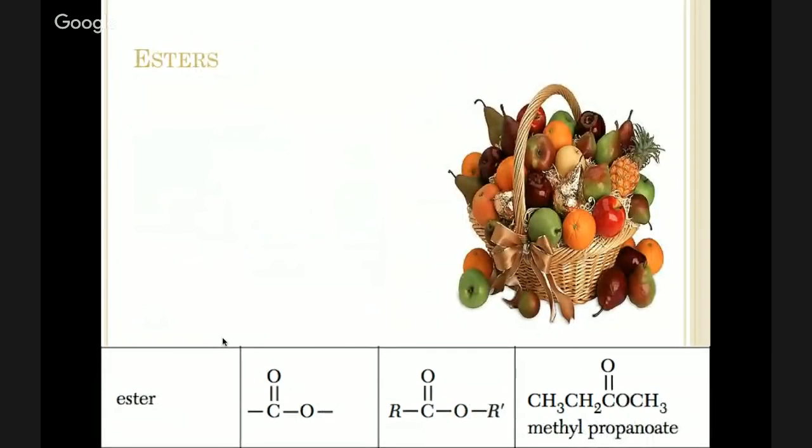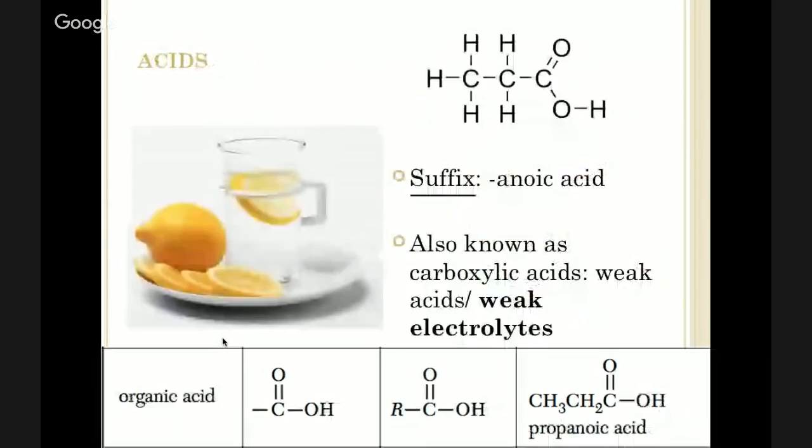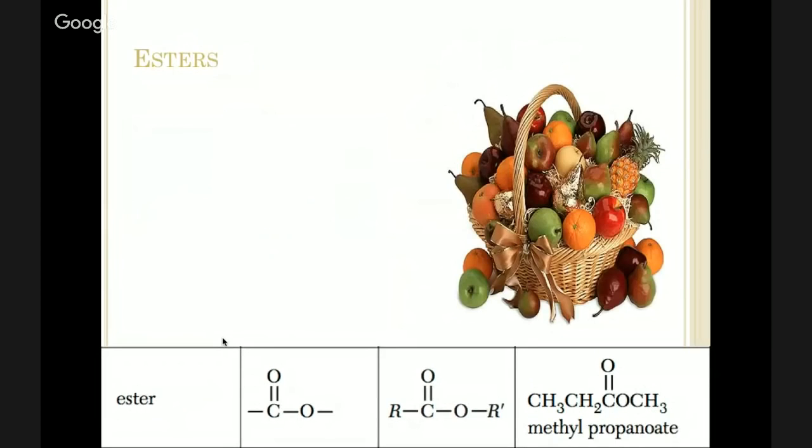Something very similar is an ester. Notice the relationship, organic acid, double bond O, single bond O. So does an ester, double bond, single bond. But the organic acid is at the end, and the ester is somewhere in the middle. So again, you have this relationship like an ether, where you have to tell me both carbon chains.